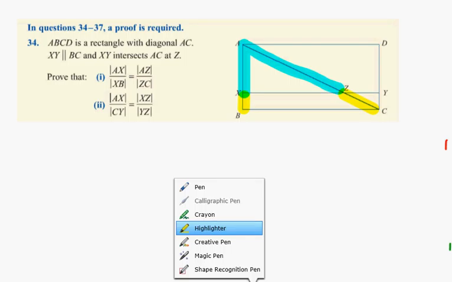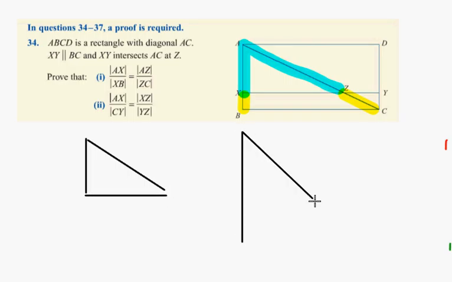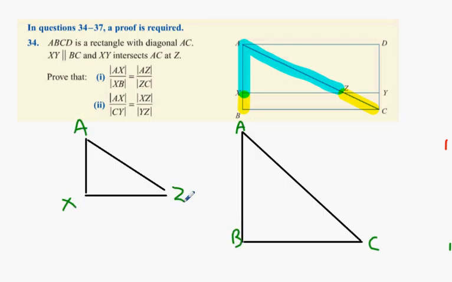Now, I'm going to set about, first of all, proving that they're similar, right? So AXZ is this triangle here, and then the next one is going to be ABC, like so. So the triangle on the right is the big one. The triangle on the left is the small one. Okay. Now, how do I know that these two are in fact similar?